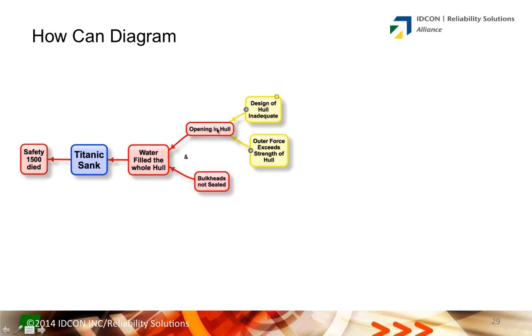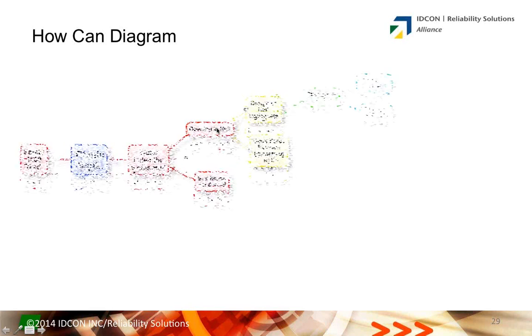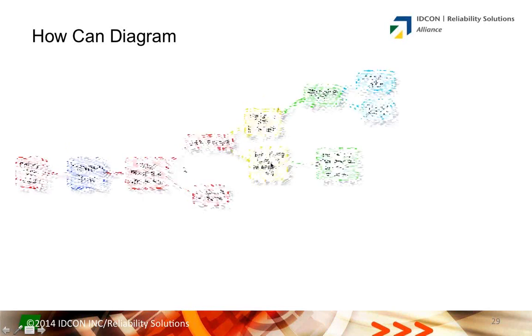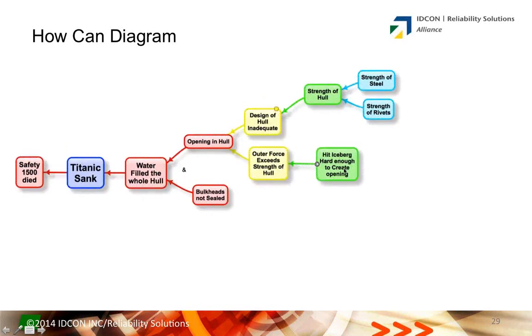But if I take these now and punch those out one level deeper, strength of the hull could be due to the strength of the steel or the strength of the rivets. The outer force exceeds the strength of the hull. That's because I hit the iceberg hard enough to create the opening. So we see how this is all cause and effect. How did water fill the hull? Because I had an opening in the hull. How did I get an opening in the hull? Because I had an outer force that exceeded the strength. How did I get that? Because I hit the iceberg hard enough.